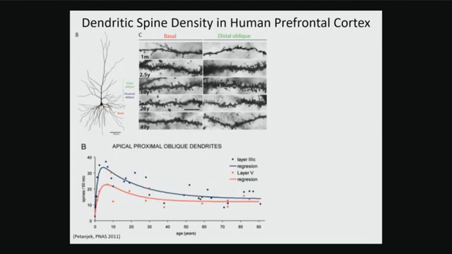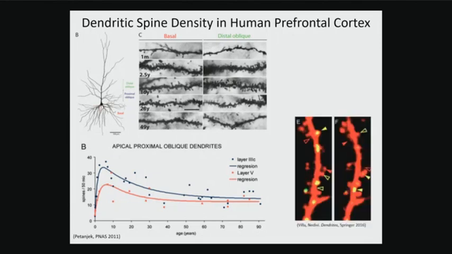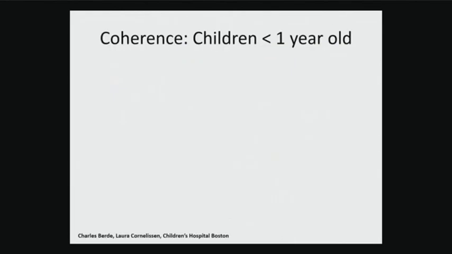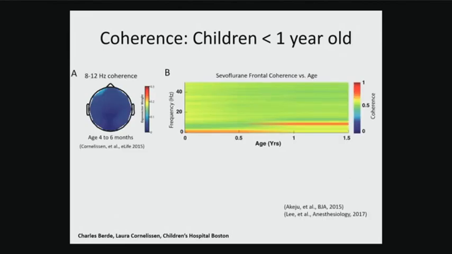And these are excitatory synapses, but inhibitory synapses tend to track, at least in proportion, the excitatory ones during development. So that all seems to make sense, that synaptic density and inhibitory synaptic density would match that power curve that we showed earlier. And then going back to this coherence story, what happens with the coherence? So we looked at children less than 1 year of age initially, and this is work we did with Chuck Birdie and Laura Cornelison at Children's in Boston.